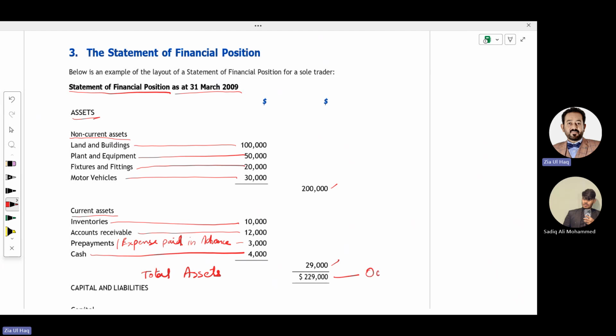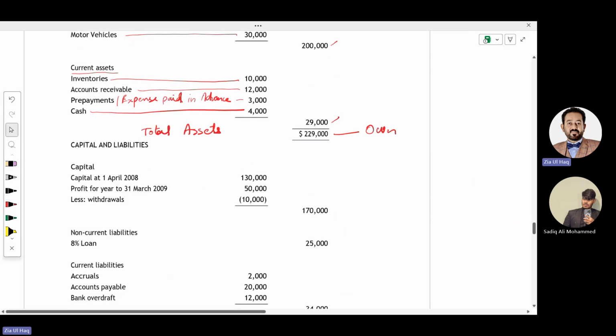This is what the business owns in the form of assets. It should be equal to owes. What are owes? Equity plus liabilities. So non-current assets, current assets, we calculate total assets. And then we move towards the second part of the balance sheet, where we record equity plus liabilities.